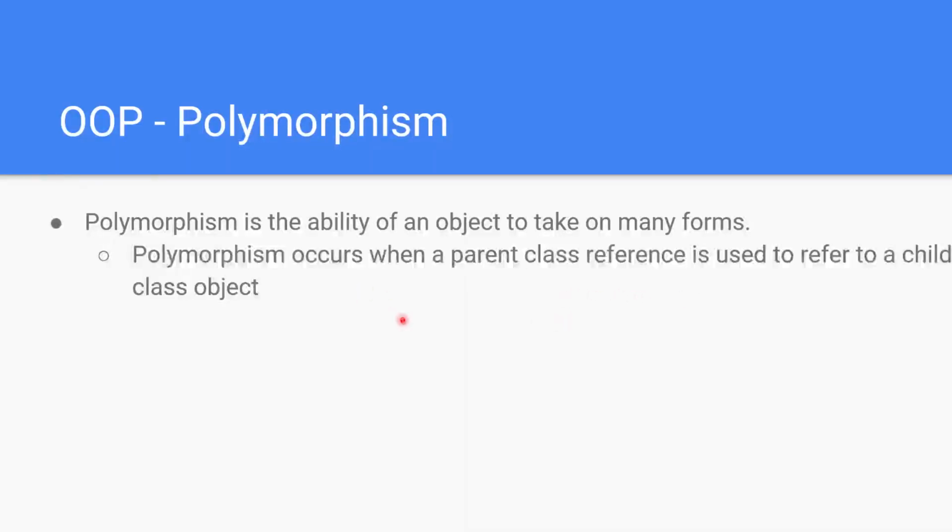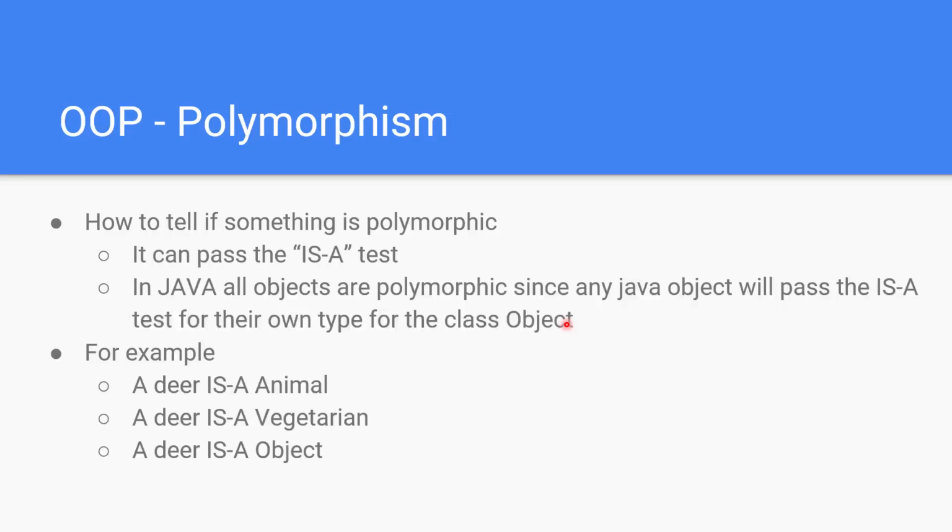So polymorphism is when an object, even though it's inheriting, can take different forms. Even when a child class inherits from a parent class, we can slightly change some of the methods that we are inheriting from that parent class. A good way to tell if there's polymorphic behavior is, does it pass the is-a test? Everything in Java is an object, and they're all polymorphic in some way. Any Java object will pass the is-a test for its own type of class object.